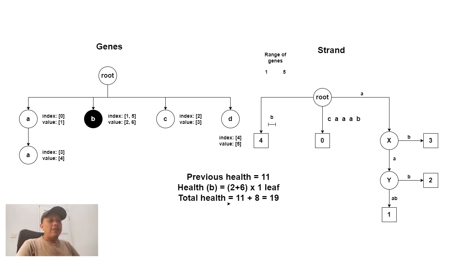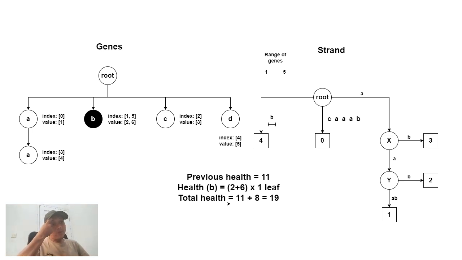To calculate the health for the other strands, the process is the same. After calculating, the health of the strand XYZ will be 0, and the health of the strand BCDYBC will be 11. Taking the minimum and maximum health values, we get a minimum of 0 and a maximum of 19. Therefore, the result is 0, 19.